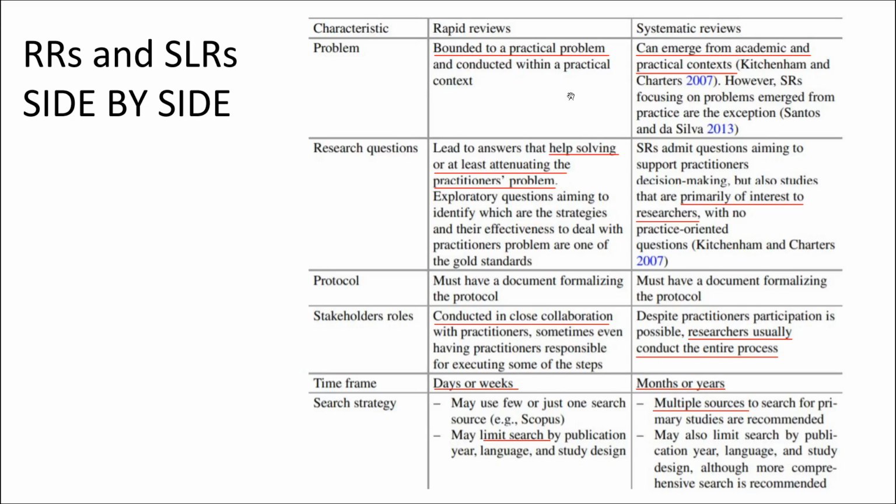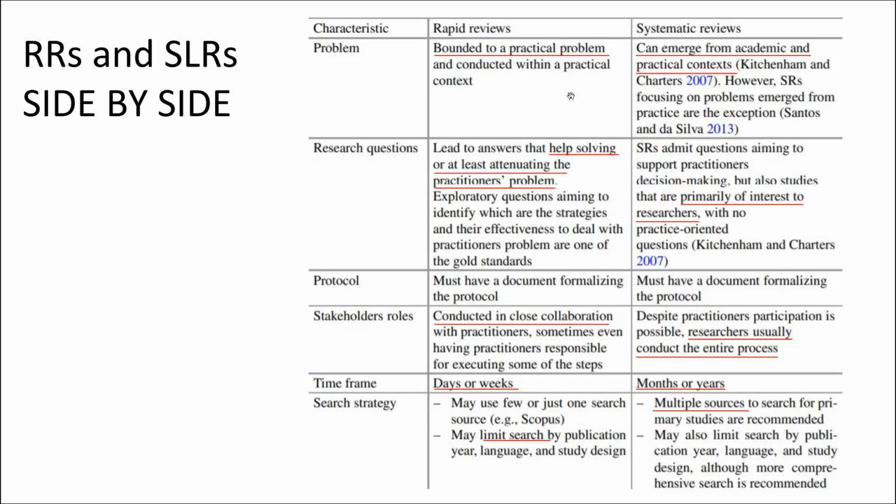Regarding the stakeholders' roles, rapid reviews should be conducted in close collaboration with practitioners, sometimes even with practitioners executing some steps of the rapid review, while in systematic reviews, usually the entire process is conducted by researchers. Regarding the time frame, rapid reviews are conducted in days or weeks, while systematic reviews take months or years.